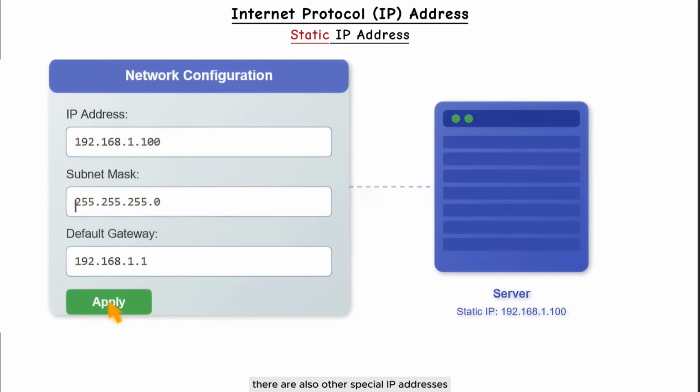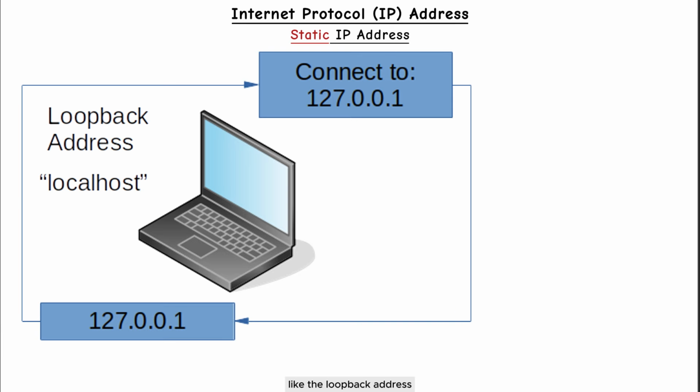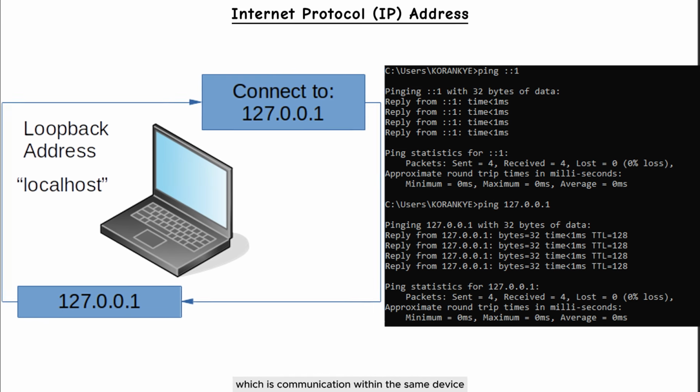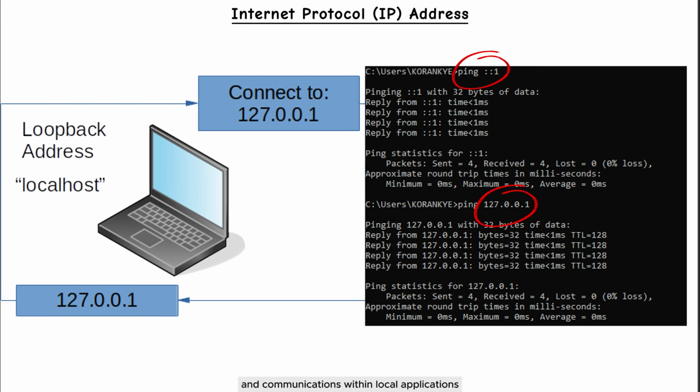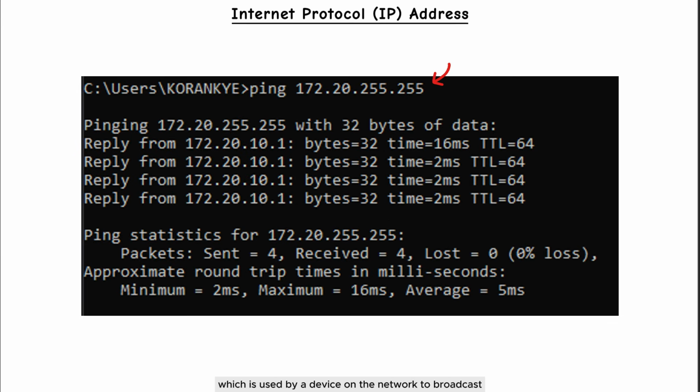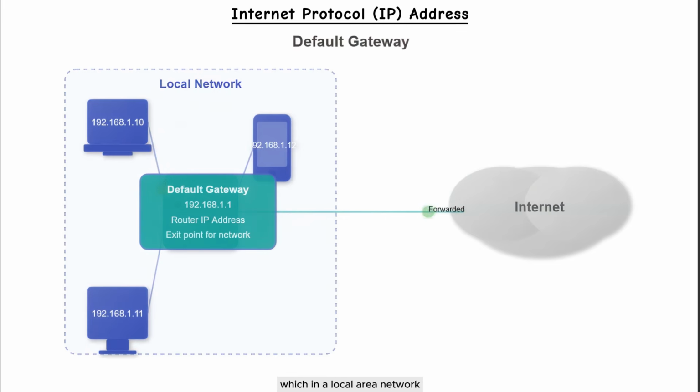There are also other special IP addresses, like the loopback address, which most devices have and is used for intra-communication, which is communication within the same device. It is mostly used for testing and communications within local applications on the same device. There is also the broadcast address, which is used by a device on the network to send data packets to every single device on the network, hence the name broadcast. There is also the default gateway, which in a local area network would be the IP address of the router.